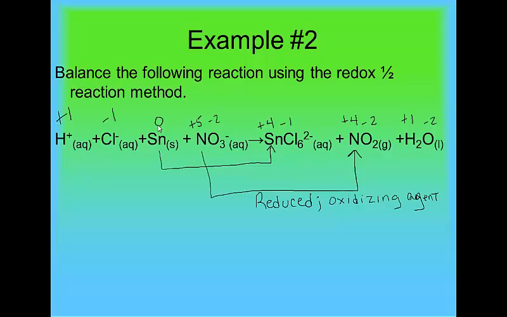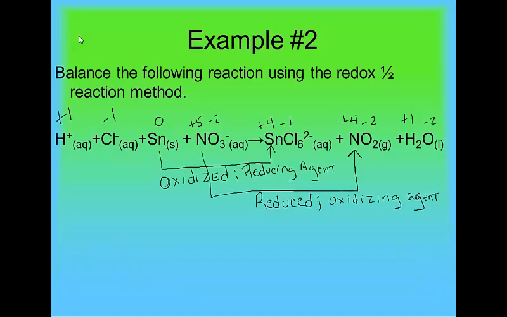My tin is going from 0 to +4. It is becoming more positive. That means it's losing electrons. That means OIL, O-I-L, oxidation is loss. So the tin is being oxidized. And of course it's being oxidized by the nitrate. And it is the reducing agent. It is reducing the nitrate. Alright, so assign oxidation states. Pick your half reactions.